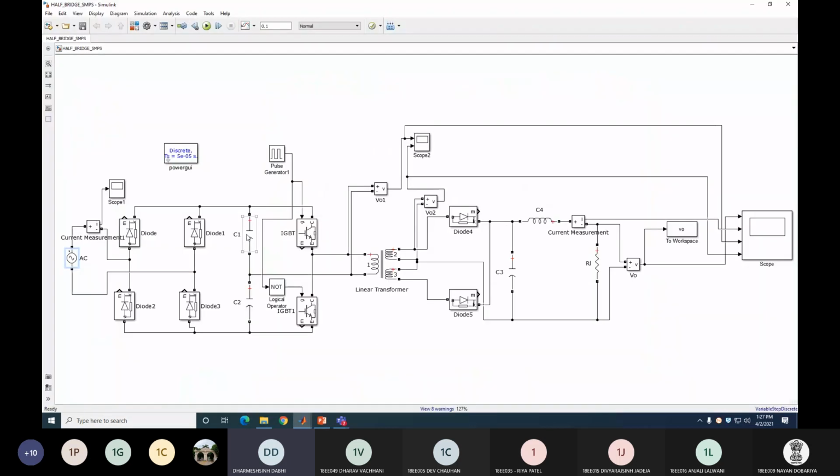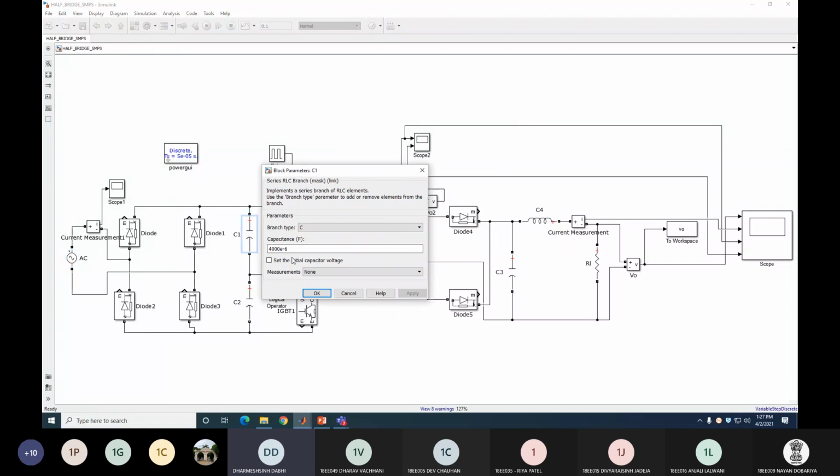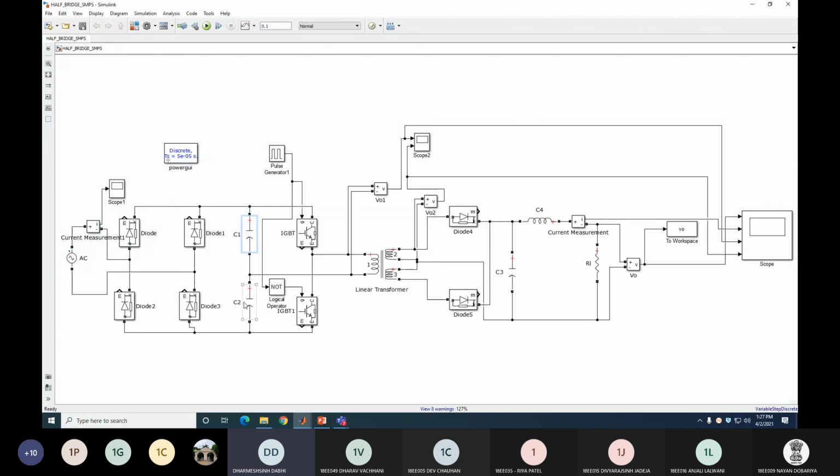Same thing here, we use two capacitors C1 and C2 of equal rating. Here I take the rating of C1 as 4000 microfarad, and C2 is also 4000 microfarad. Suppose the voltage here is Vs, so both capacitors are equally charged to Vs by 2. Clear? And this is the IGBT. Here I use the IGBT, or you can use a MOSFET or a transistor, depending upon the application. Here I choose a switching frequency of 10 kHz, or 10,000 Hz, to turn on and turn off the IGBT.